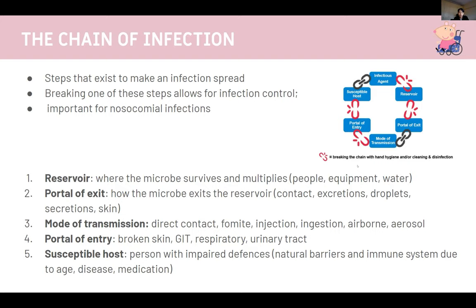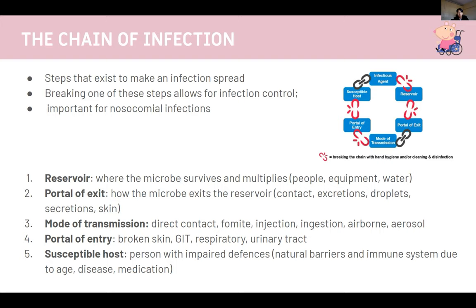And from our port of exit, there's a few ways that our microbes can be transmitted to someone else. Can be through direct contact, could be through fomites, which David touched on earlier. So these are basically just inanimate objects on which the microbes accumulate. Can be through injection, ingestion, airborne, and aerosol.